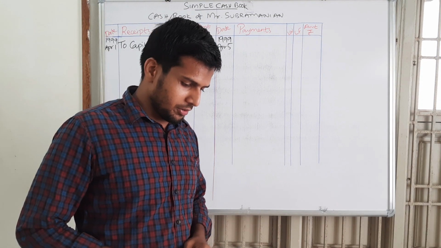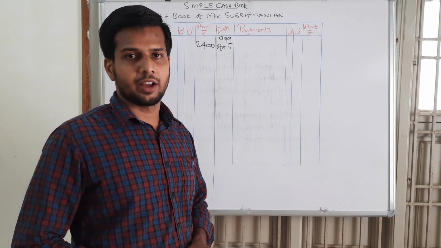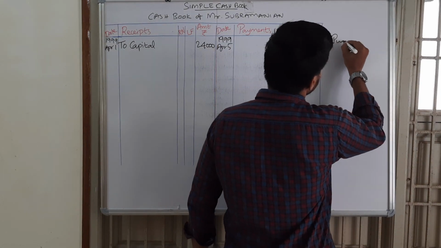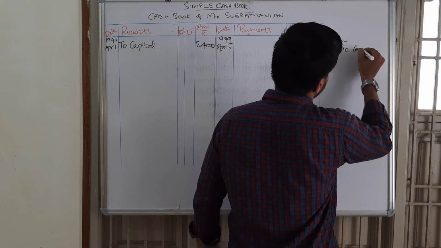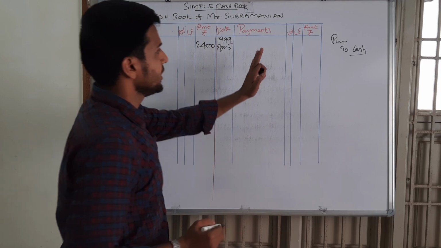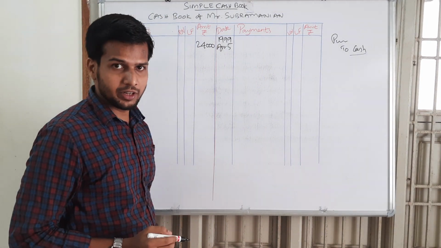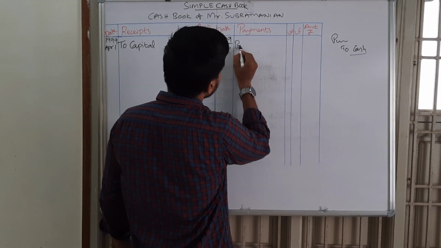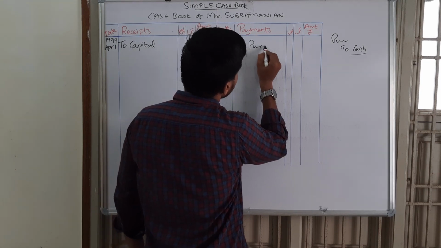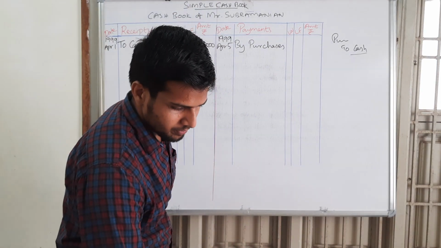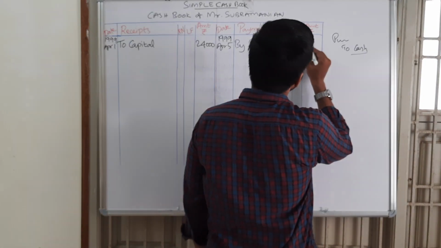So on April 5, bought goods for cash. So the entry will be purchases to cash. Here the cash got credited, so we need to write it on the payment side as by purchases. By purchases. What is the amount? 6,000.